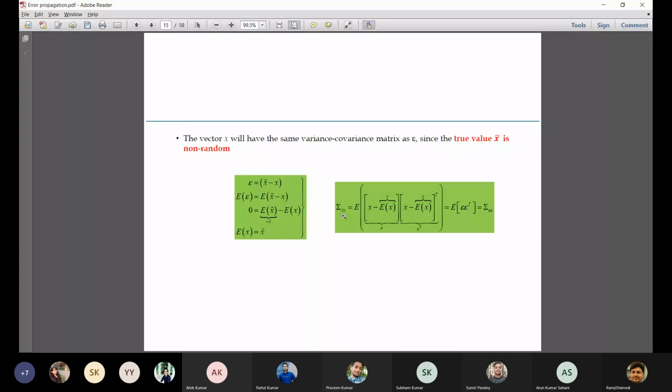And for that matter, let us just go back to your basics of variance covariance matrix. I'm just changing the slide. Please be patient.